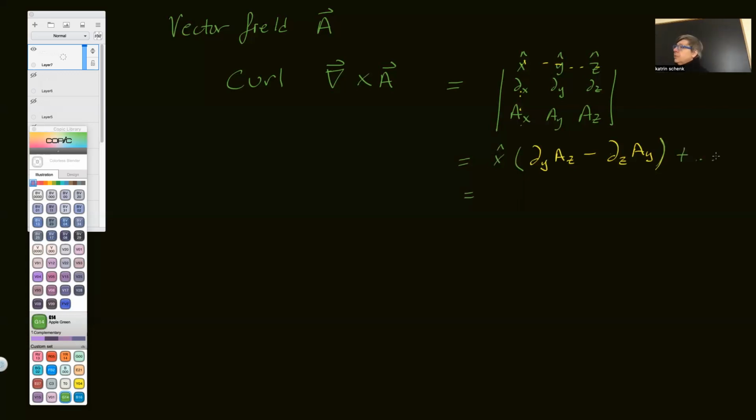for the other two components, right? So equals x hat and then partial Az partial y, just writing it out, minus partial Ay partial z. Okay.